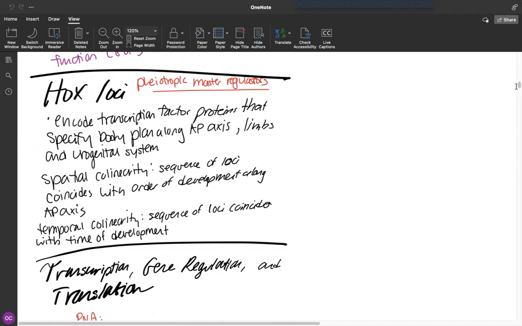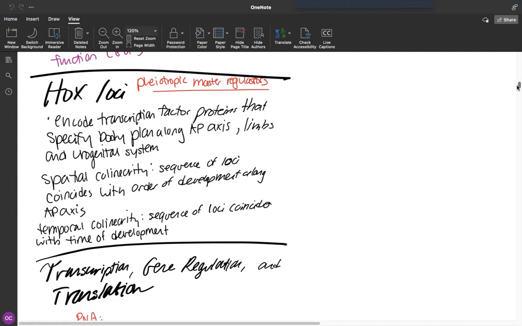We talked about Hox loci, which are pleiotropic master regulators that have a lot to do with vertebrate development along the AP axis, along the body plan. So these genomic loci encode transcription factor proteins that specify body plan along the AP axis, limbs, and urogenital system. And we learned two different terms here. Spatial collinearity is where the sequence of loci coincides with the order of development along the AP axis. So if a genomic locus comes before many other loci, then that will correspond with it affecting something more early on in development than the other loci that come after it.